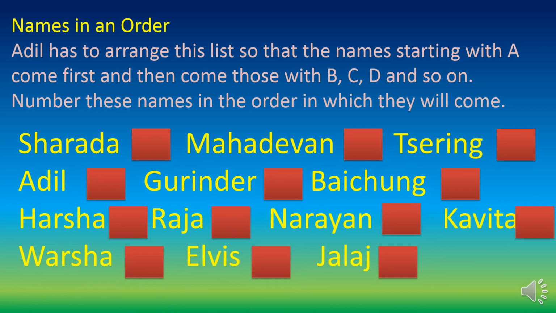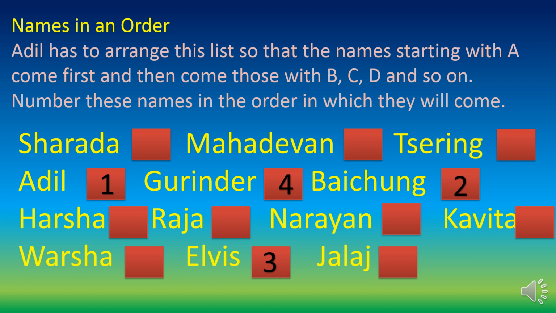So these are the names. So first, the name starting with A, that is Adil. So we will write number 1. Then B, Baichu, 2. Then C, there is no name starting with C. So D, no name starting with D. Then E, that is Elvis.